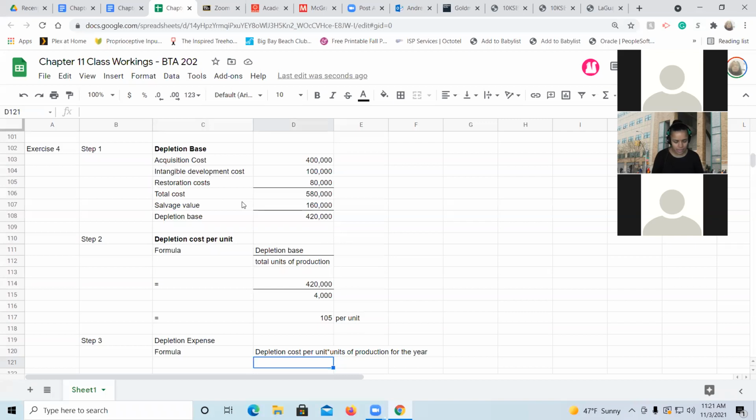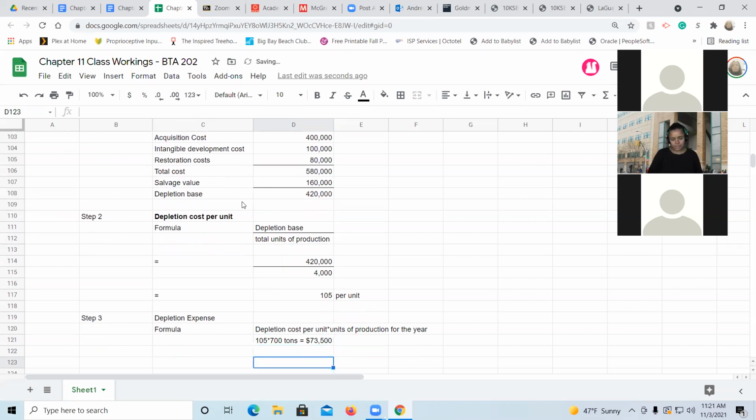So you're going to say 105 is the depletion cost per unit multiplied by 700 tons, because tons is the units of production. That gives you 73,500. That's your depletion expense.